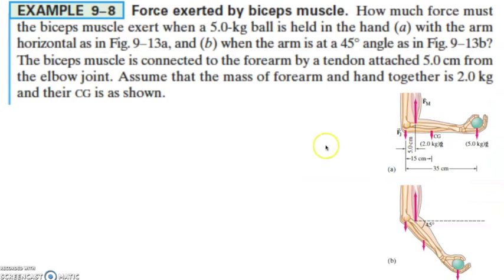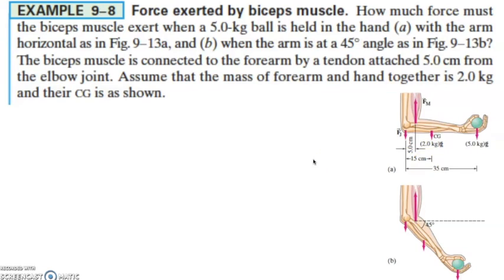And then one of the biceps problems. How much force would a bicep muscle exert when a 5 kilogram ball is held in hand with the arm horizontal? And B, when the arm is at a 45-degree angle. The biceps muscle is connected to the forearm by a tendon attached 5 centimeters from the elbow joint, so that's that distance here. Assume that the mass of the forearm and hand together is 2 kilograms, and their center of gravity is shown, which is 15 centimeters from the elbow.